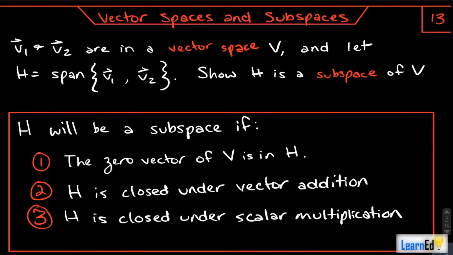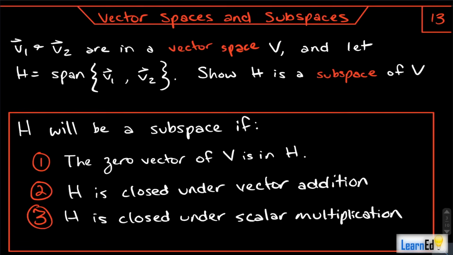And this question is asking, we have two vectors v1 and v2, and they're in a vector space V, and we're letting H equal the span. See, the span's popping up again, right? The span of v1 and v2. So H is all the possible linear combinations of v1 and v2. That's what that means. And this problem is asking us to show that H is a subspace of V.